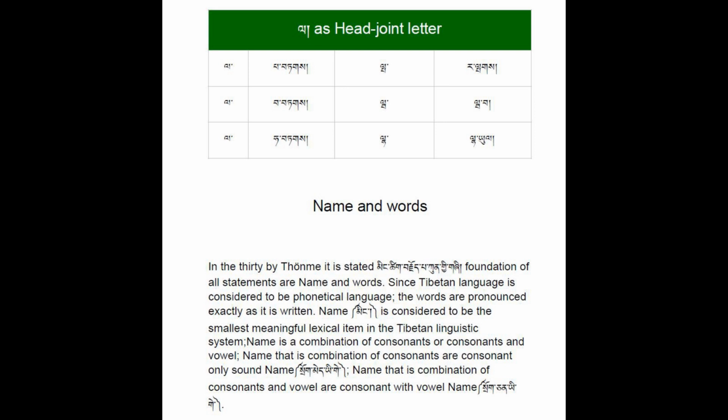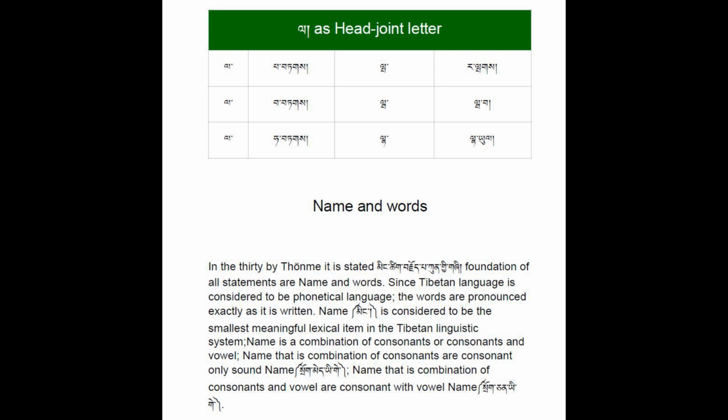We have a vowel A. We have the vowel U. We have the vowel O. So these are consonant plus vowel sounds. So there are only two types of names, which is the word and names with the lowercase.